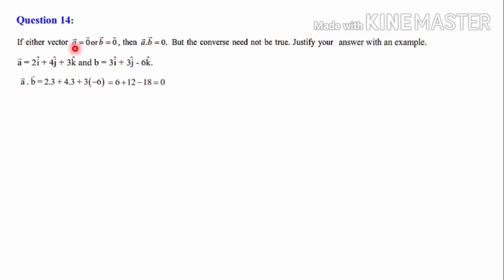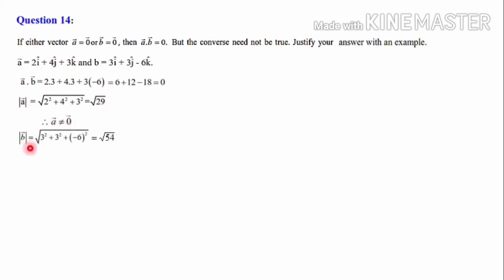Next we have to verify whether vector A is equal to the 0 vector or vector B is equal to the 0 vector. It's quite simple. Let's take the modulus first. Modulus of vector A is root of x square plus y square plus z square, that is 2 square plus 4 square plus 3 square. When we add it, that is 4 plus 16 plus 9, we will get root of 29. So modulus of vector A is root 29. It is a scalar quantity which is not equal to 0. So A is not a 0 vector, because the magnitude is there.